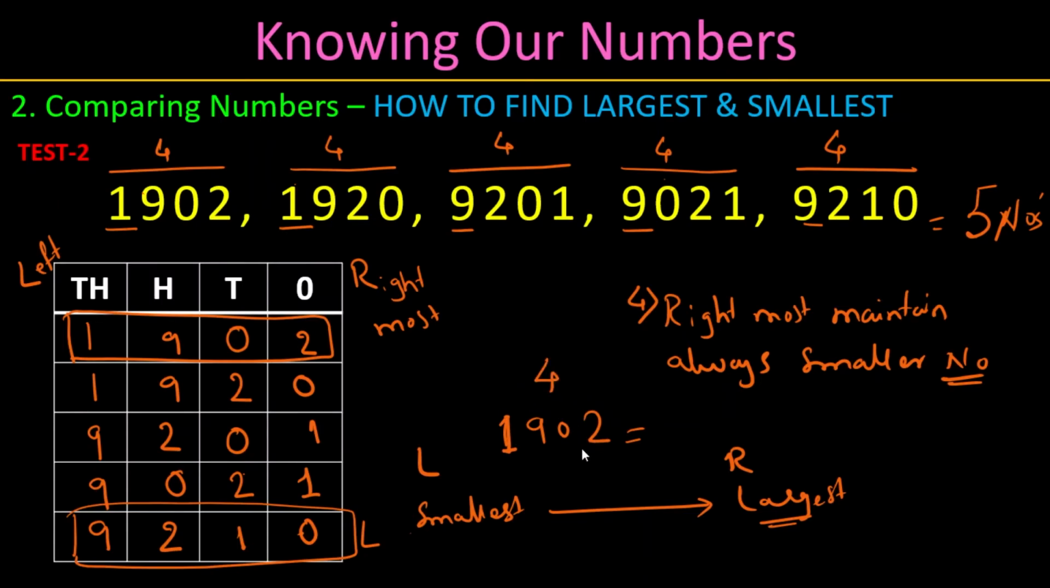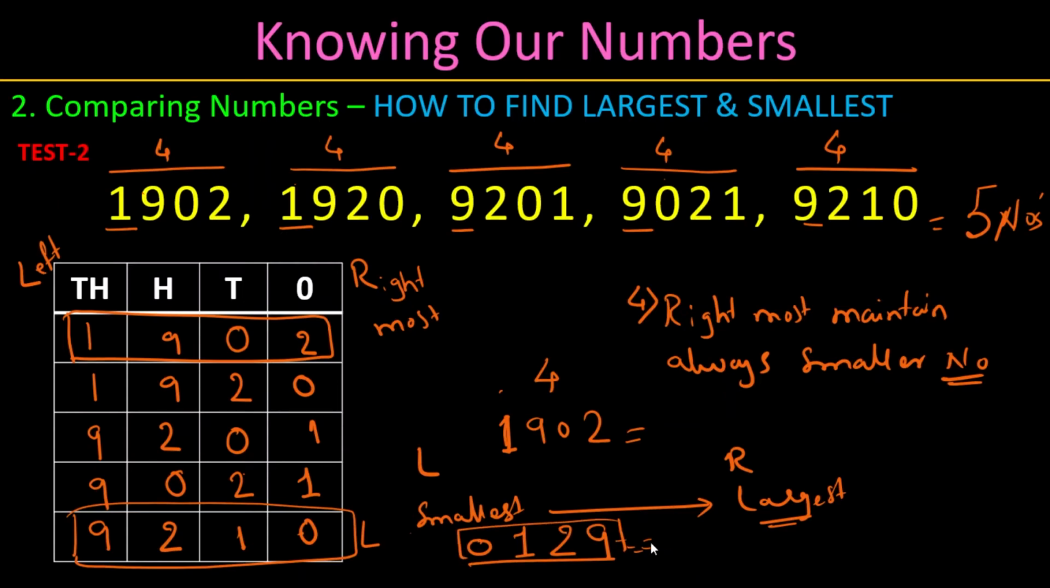Find the smallest number in these digits: 0. So put 0 first here. Okay, next higher than 0, what is it? 1. So 1 here. Next highest than the 1, 2 is there. 2. Next highest than the 2, it's 9. So 1029 is the number which is going to be, okay.